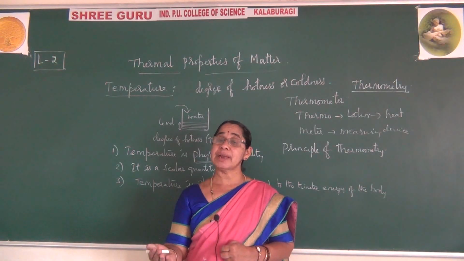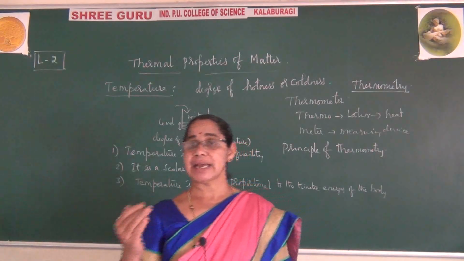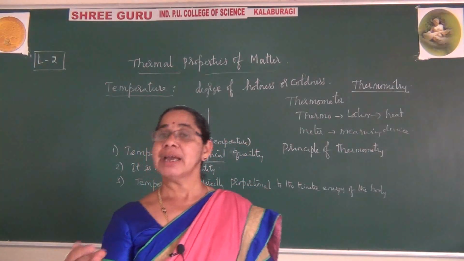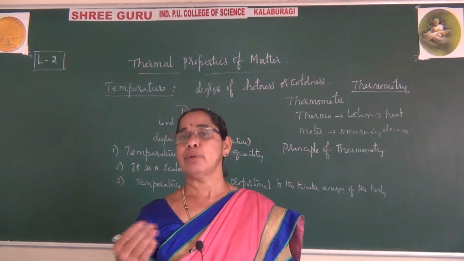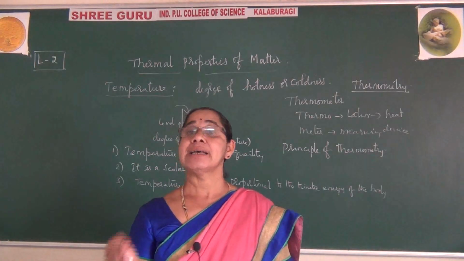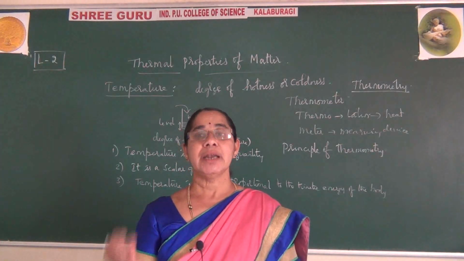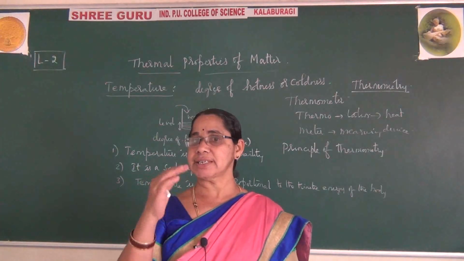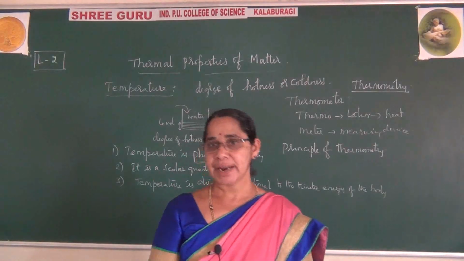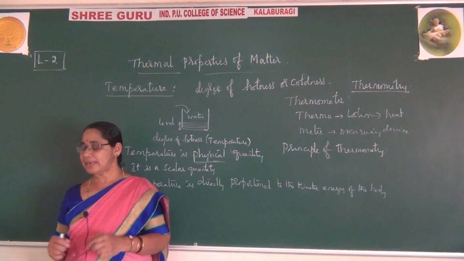The volume of the liquid varies with temperature. How does it vary? It varies linearly. What do you mean by linearly? It is directly proportional. As the temperature increases, the volume of the liquid expands. As the temperature decreases, the volume of the liquid contracts. Depending on this, we explain how the thermometer shows the changes in temperature. Right? So what is the principle of the thermometer?